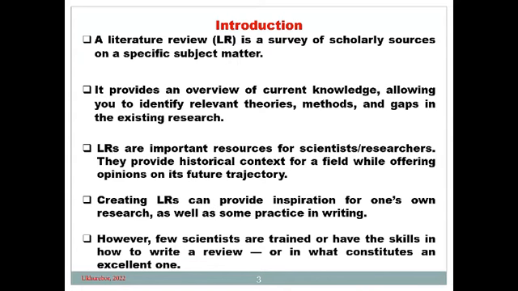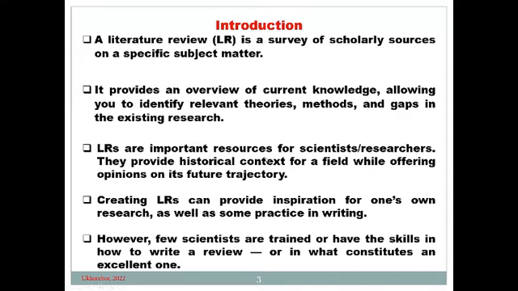However, I want to state here that few scientists are trained, or permit me to use the word, it's only few scientists that have the required skill on how to write a literature review. What I mean in this context is a literature review that is an excellent one. Writing a literature review involves finding relevant publications. That is what it involves.